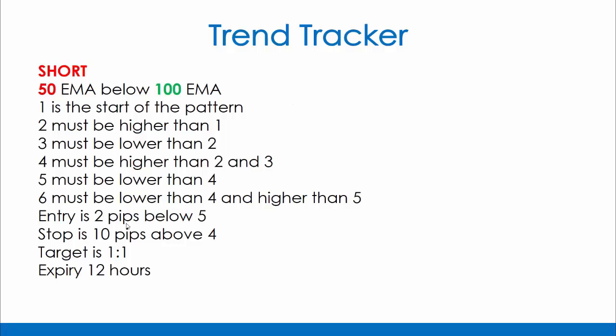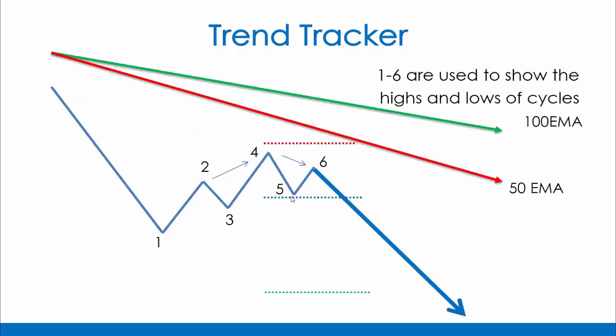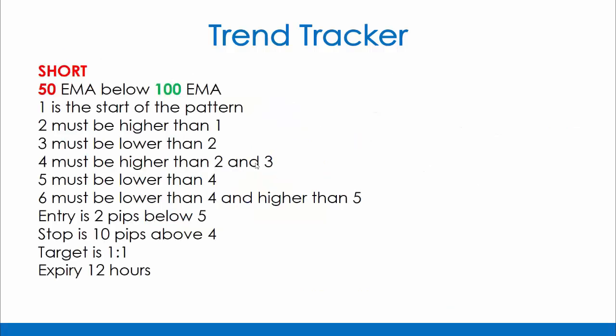Entry again, 2 pips below 5 this time, and stop loss as before, 10 pips tucked away up there to keep it safe. And then targeting a 1-to-1. You could go as far as a 2-to-1 if you wanted to. You don't want to target any more than a 2-to-1 though. And for expiry time, anything from 6 to 12 hours makes sense.